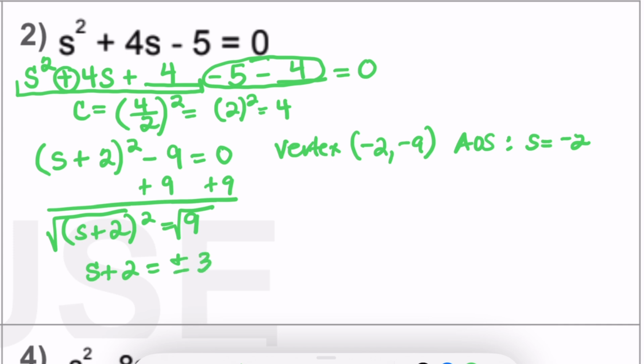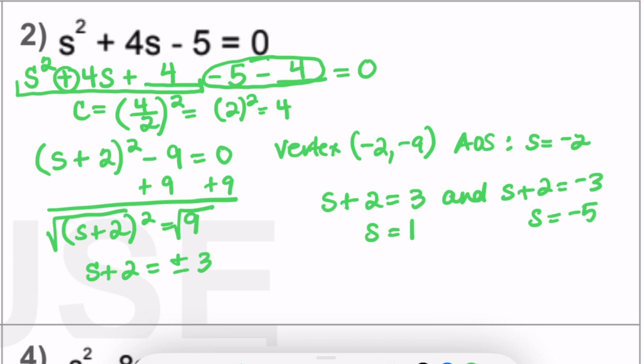Set up your two equations. s plus 2 equals 3. And s plus 2 equals negative 3. And so s is equal to 1. And s is equal to negative 5. These are your two solutions.